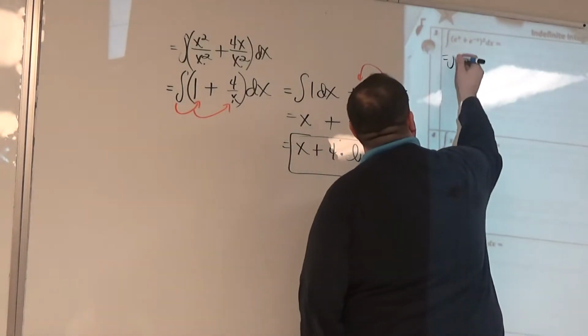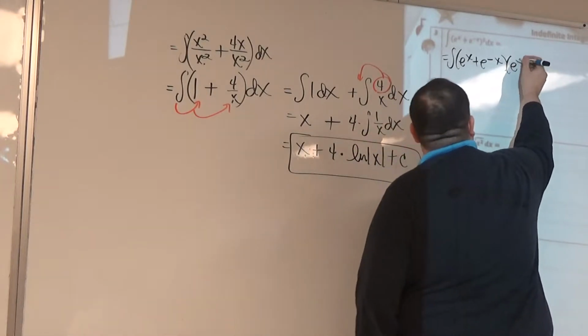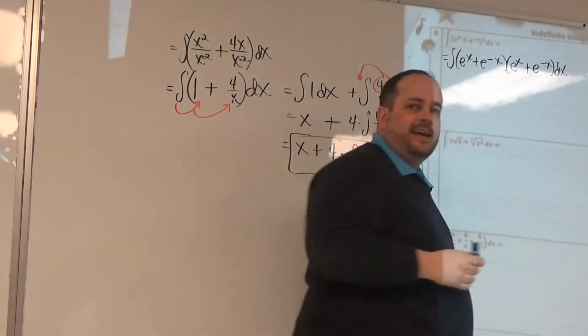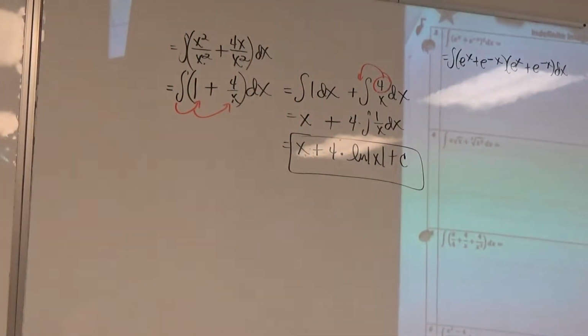All right. Looks like we're off to a good start on this one. I can make this the integral of e to the x plus e to the negative x times e to the x plus e to the negative x with respect to x. I've got multiplication. Whole lot of folks doing the box.